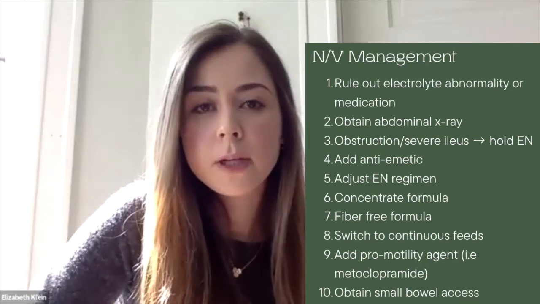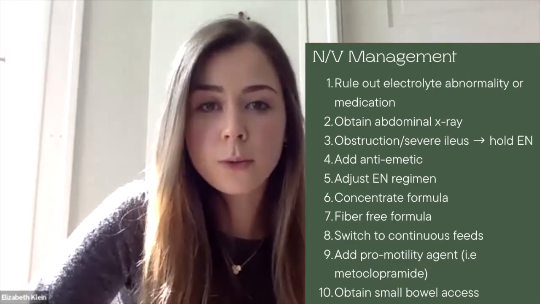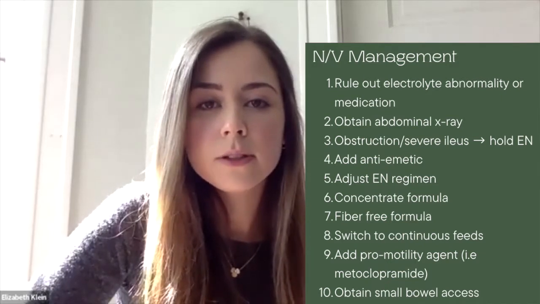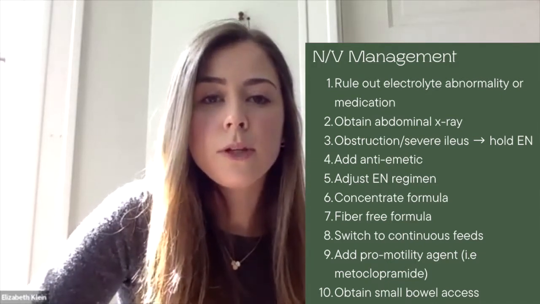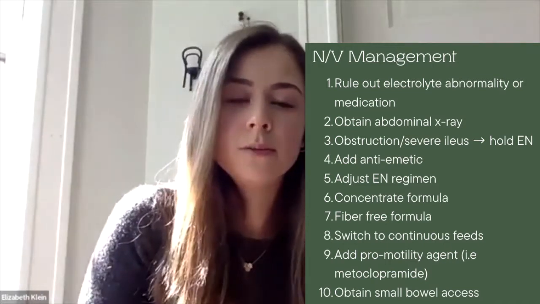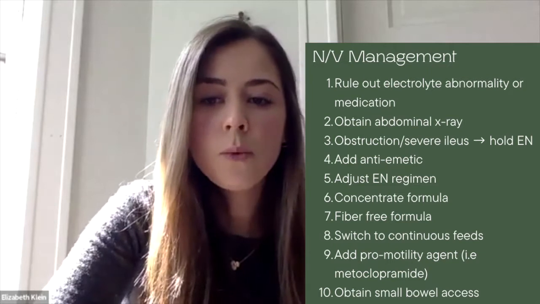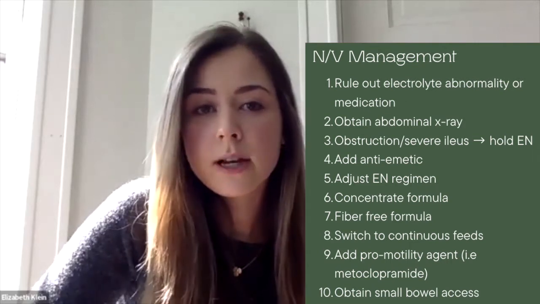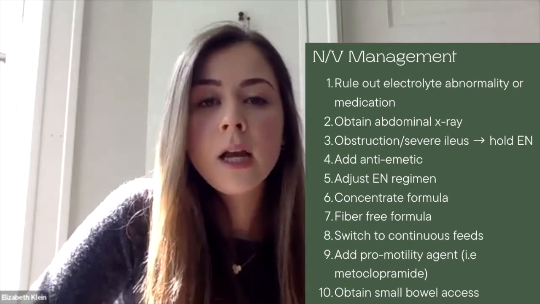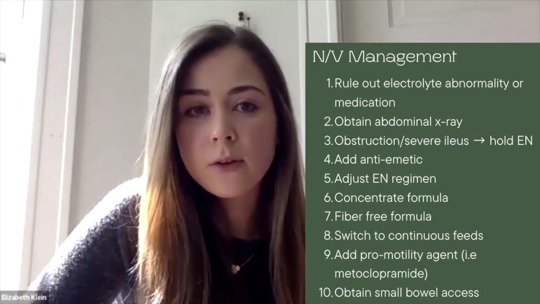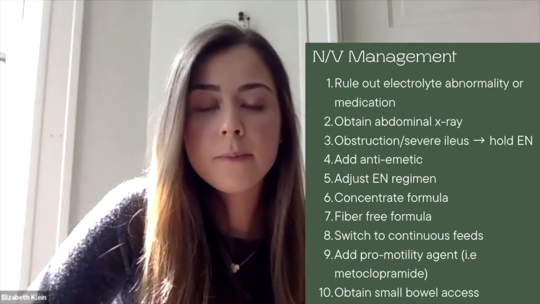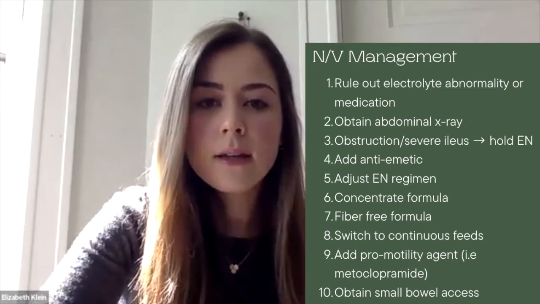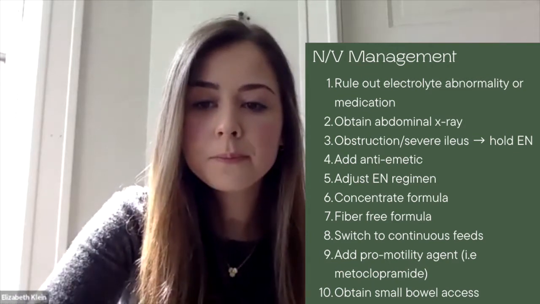So it may just be that the patient's not tolerating how much formula they need. And so if we switch to a 1.5 or a 2 cal per milliliter formula, we can provide a lower volume of feed while still meeting their nutrition needs. We could also see if they tolerate a fiber-free formula better. So for example, if someone has gastroparesis, they might not tolerate fiber being in their tube feed formula and might tolerate a fiber-free formula better instead, to make sure we're not slowing down that gastric emptying even more.